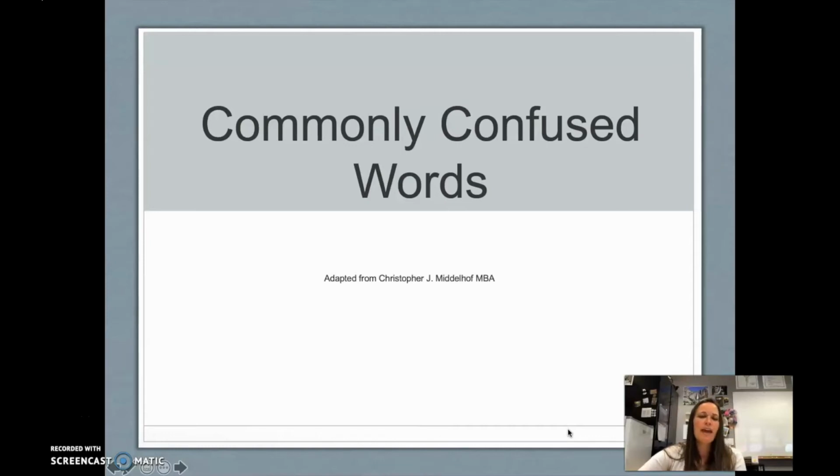Okay, so let's take a look at some commonly confused words. Some of you already know these, and that's really awesome, but some of you may need to brush up on some of them. These are some words that I see commonly confused on social media or elsewhere.